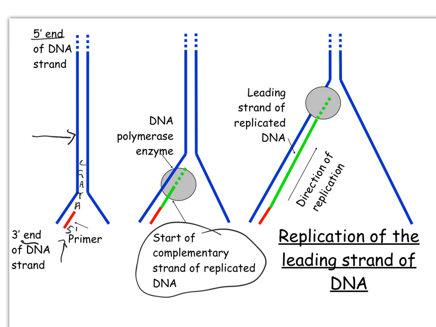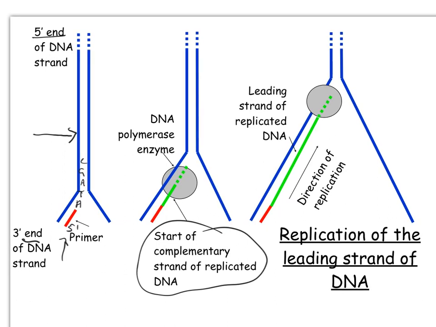And it's being produced by the DNA polymerase adding the nucleotides on at the 3' end of the new strand that's forming. So because we've got this travelling in this direction, in other words from the 5' to the 3', and we can add the nucleotides on at this 3' end, the replication of the leading strand can take place continuously.